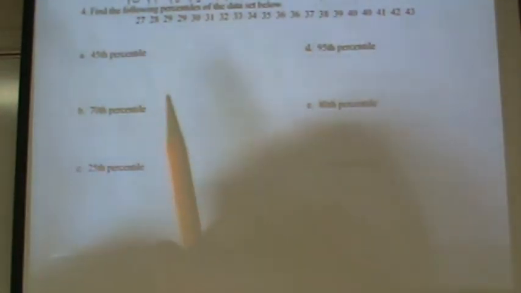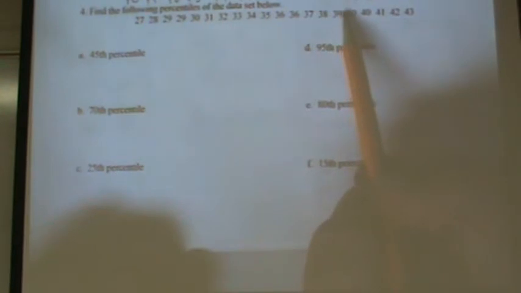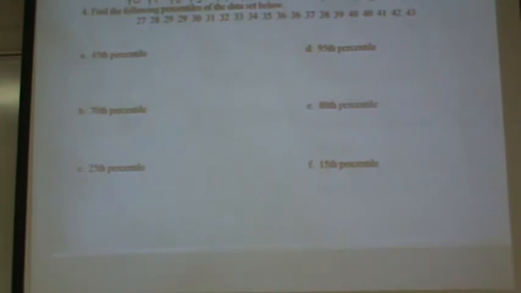And then finally, number 4, we're finding percentiles for our given data set. Again, make sure that your data set is in increasing order, starting with your smallest number going to your largest, which this one is already done for us. So now we want to remember, when you're finding percentiles, that you want to count how many data points you have in your set. So we have 1, 2, 3, 4, 5, 6, 7, 8, 9, 10, 11, 12, 13, 14, 15, 16, 17, 18, 19, 20. So we have 20 points in our data set.